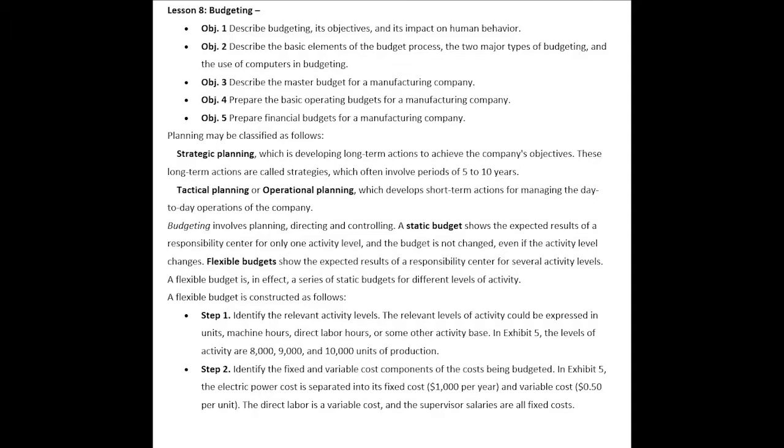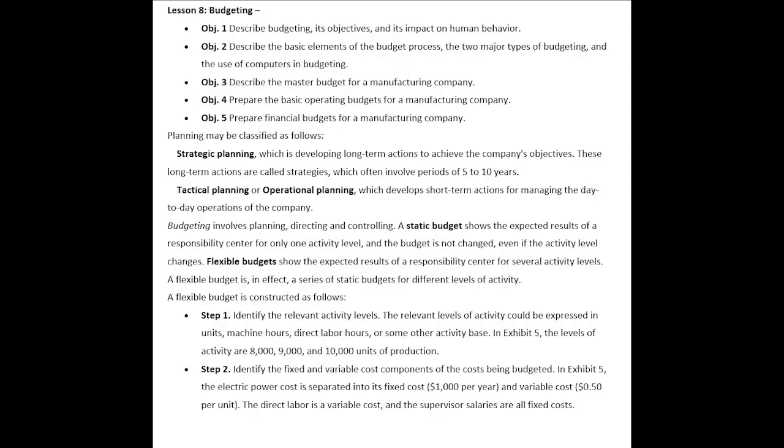Lesson number 8, budgeting. Objective number 1, describe budgeting, its objectives, and its impact on human behavior. Objective 2, describe the basic elements of the budget process, the two major types of budgeting, and the use of computers in budgeting. Objective 3, describe the master budget for a manufacturing company. Objective 4, prepare the basic operating budgets for a manufacturing company. And objective 5, prepare financial budgets for a manufacturing company.